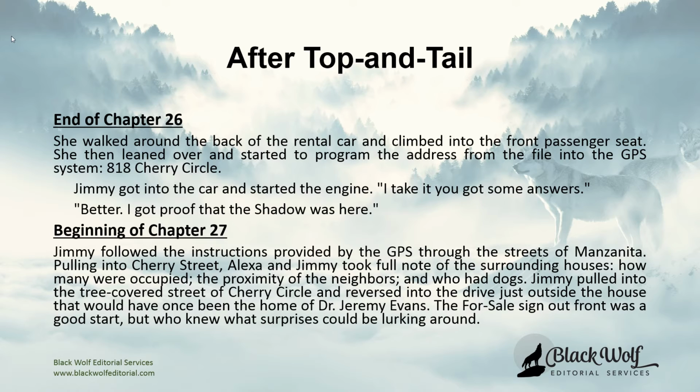So after the top and tail edit, the end of chapter 26 stayed like it is, but the beginning of chapter 27 changed dramatically. Jimmy followed the instructions provided by the GPS through the streets of Manzanita. Pulling into Cherry Street, Alexa and Jimmy took full note of the surrounding houses, how many were occupied, the proximity of the neighbors, and who had dogs. Jimmy pulled into the tree-covered street of Cherry Circle and reversed into the drive just outside the house that would have once been the home of Dr. Jeremy Evans. The for sale sign out front was a good start, but who knew what surprises could be lurking around. It's a lot more interesting.